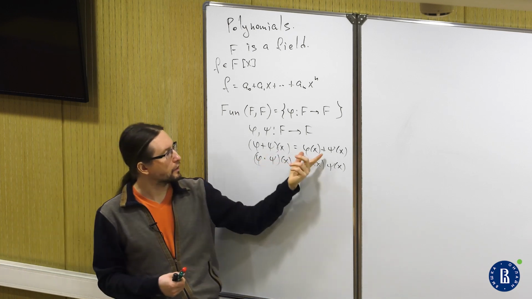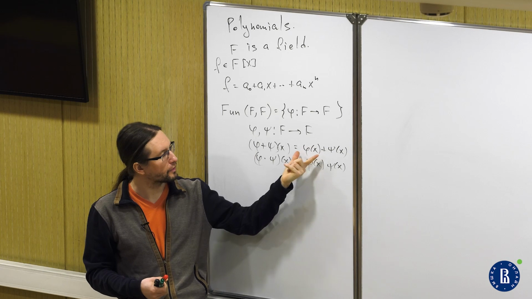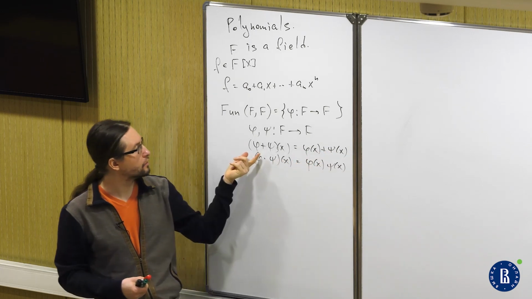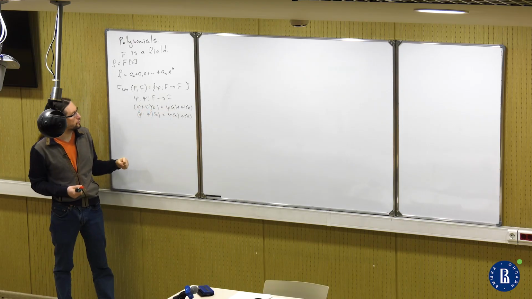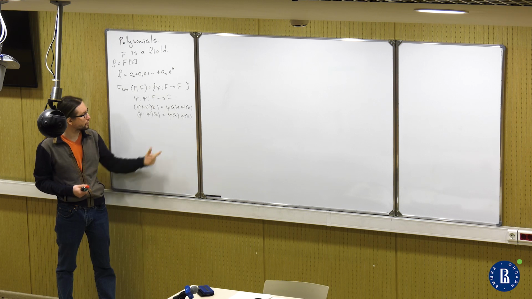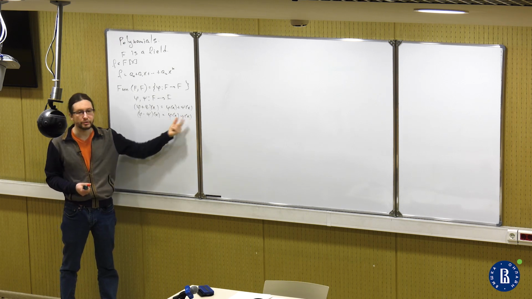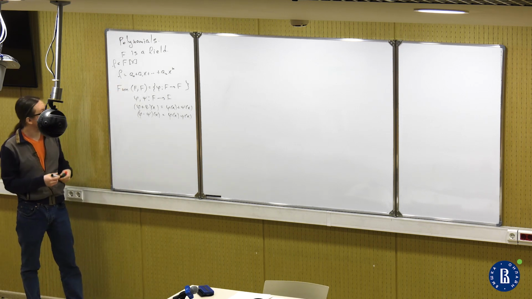Because indeed, if we take a function phi which takes every x to 0, then 0 plus psi of x will be psi of x, so phi plus psi will be psi. So such a function will be a neutral element with respect to addition. And if phi takes every element to 1, then it will be a neutral element with respect to multiplication. So this is also a ring.